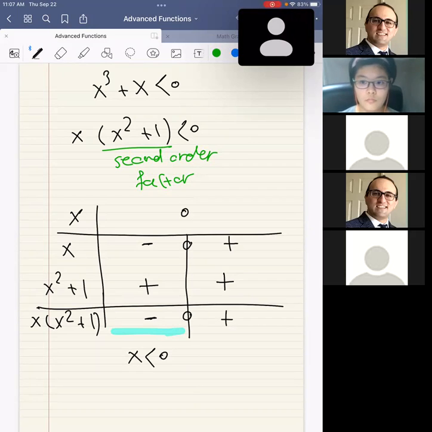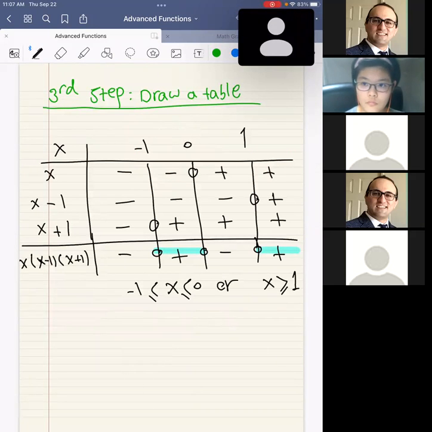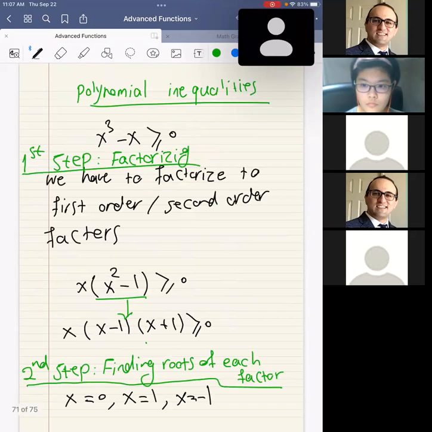That means you have to factorize. First, you have to factorize the polynomial as much as you can. For example, x cubed minus x, I can factorize it as x times x squared minus 1, and then x squared minus 1 is x minus 1 times x plus 1. So the factorization of x cubed minus x would be x times x minus 1 times x plus 1. That is the factorization, right? And then once we factorize, we can find the root or roots of each factor.